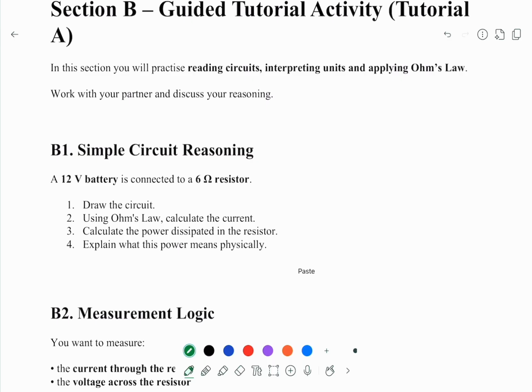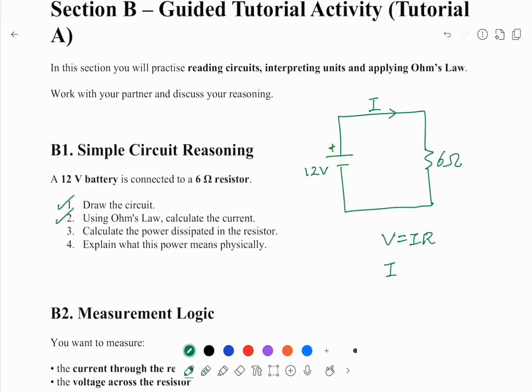Let's look at some simple calculations. You have a battery here, and this is a resistor. The battery is 12 volt and the resistor is 6 ohm. Number 2: use Ohm's law to calculate the current. The current starts from the positive side of the battery and passes through the resistor. Using Ohm's law, V equals IR, so I equals V over R. You get 12 volt over 6 ohm, which is 2 ampere.